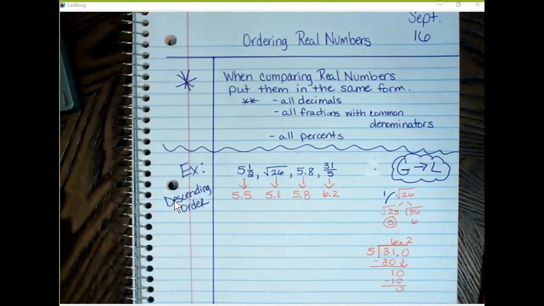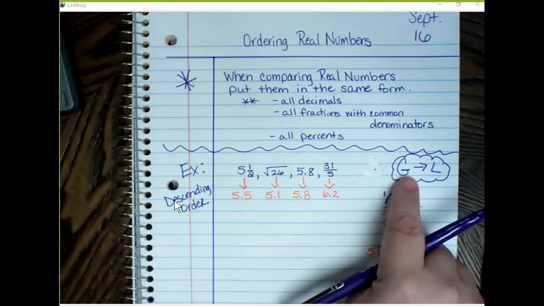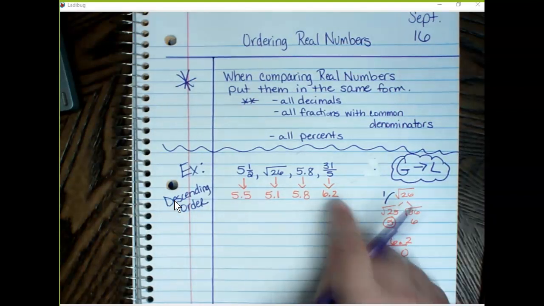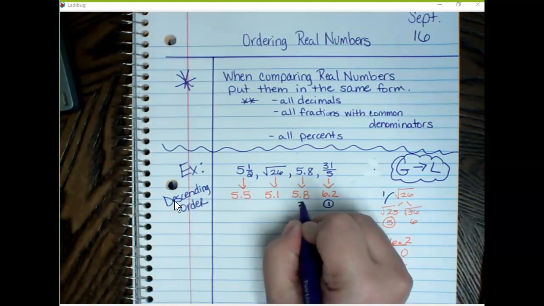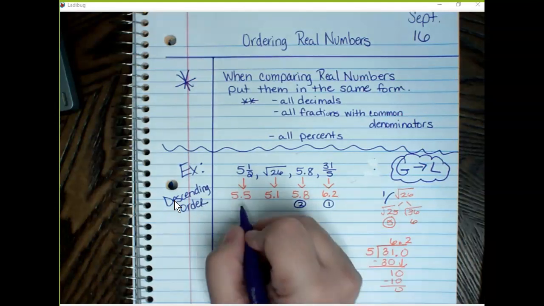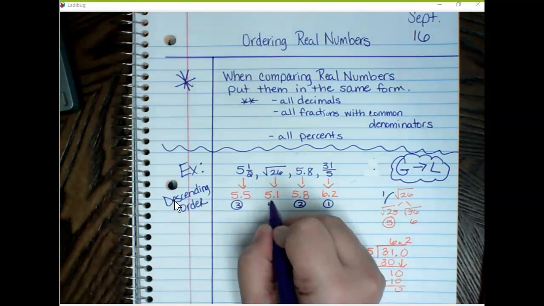All right, now am I looking for my biggest or my smallest number first? Biggest. So out of my decimals, who's the winner? 6.2, so that one is in first place. That's the winner. Who's going to come in second place? Who's next biggest? All right, there's second place. What about third place? Third place. And last is fourth place.